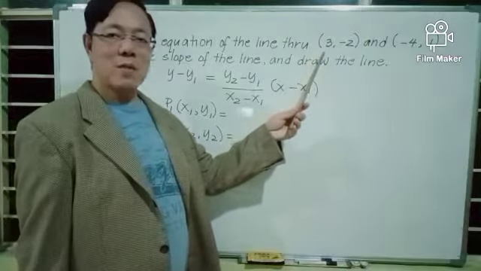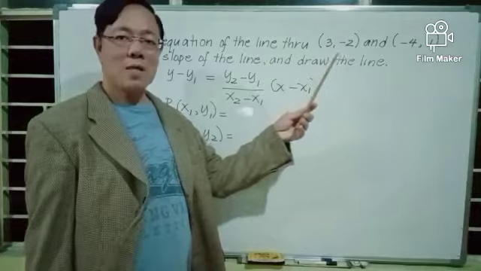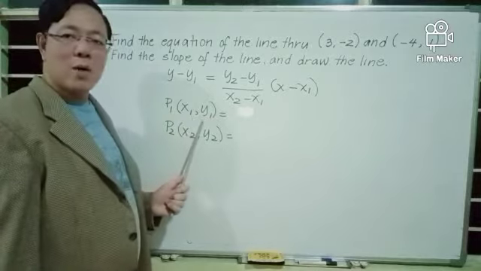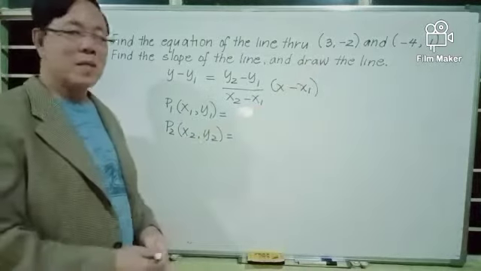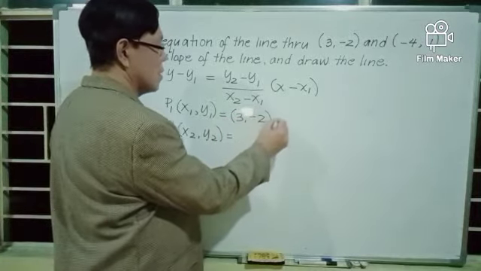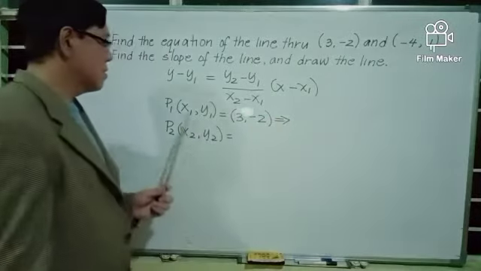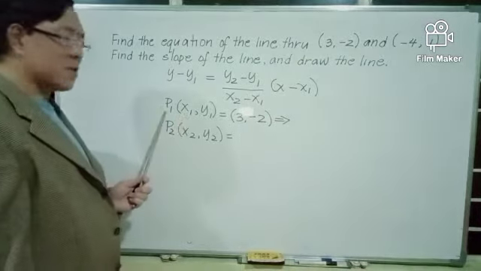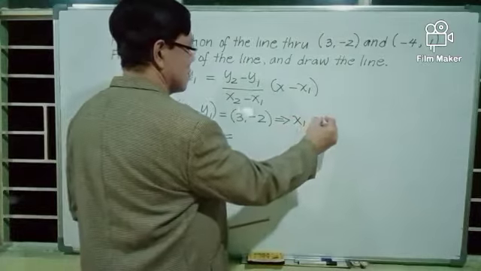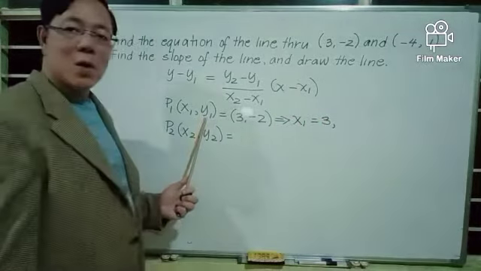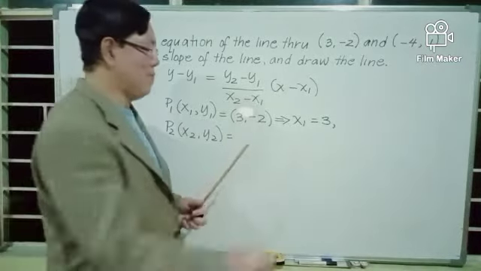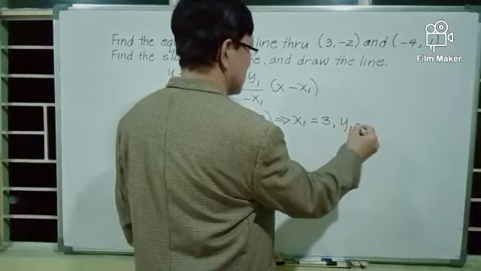I will take this point with coordinates 3, -2 as the point P1. So our point P1 with coordinates x1, y1 is the first given point, 3, -2. And this implies that the abscissa x1 of the first point P1 is 3. x1 is 3. And the ordinate y1 of the first point P1 is negative 2. y1 is negative 2.